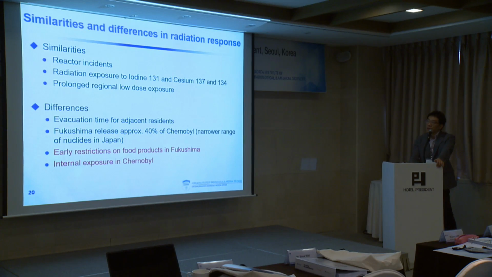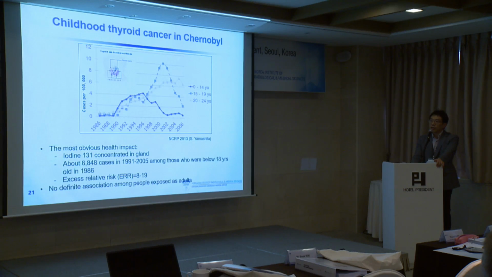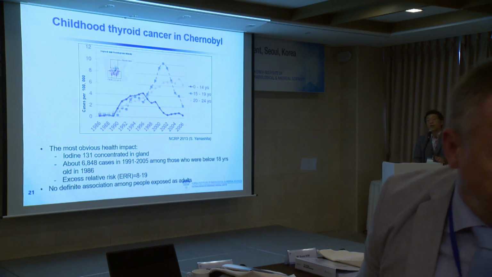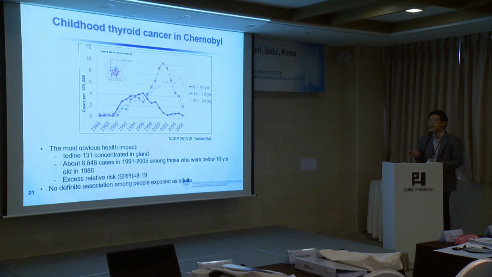So there are some similarities and differences between those accidents, but the main difference in terms of health consequences is the internal exposure in Chernobyl due to the delayed restriction on food products. Due to this internal exposure, there was an increase of childhood thyroid cancer. This is the most obvious health effect in the Chernobyl cases. Their relative risk is quite large, with an ERR of over 8. But interestingly, there is no definite association among people exposed as adults.